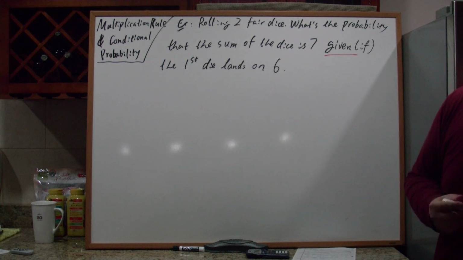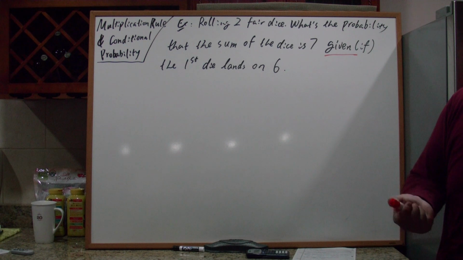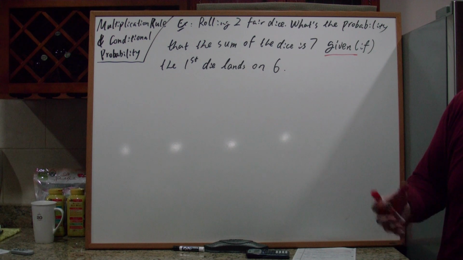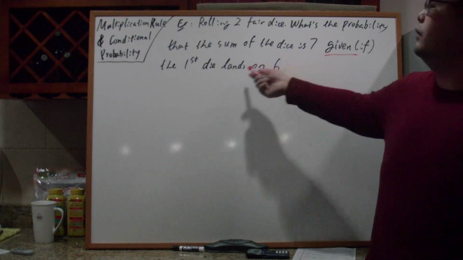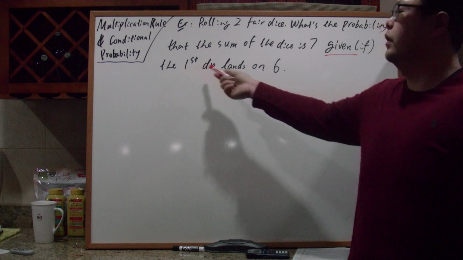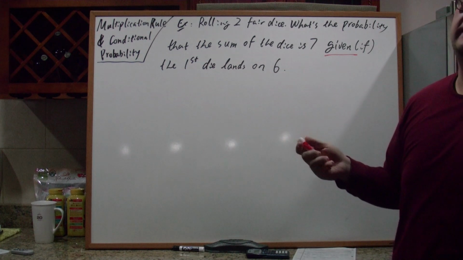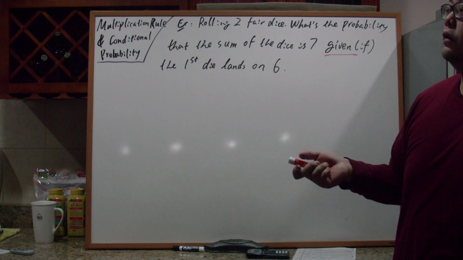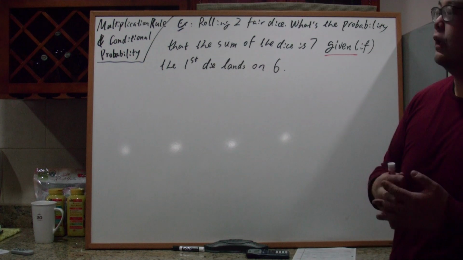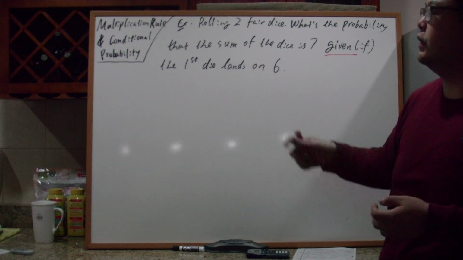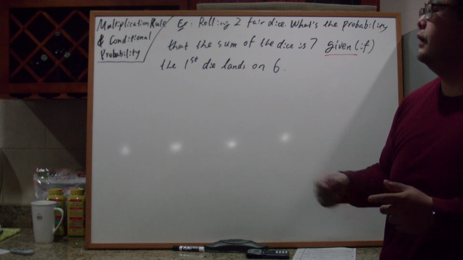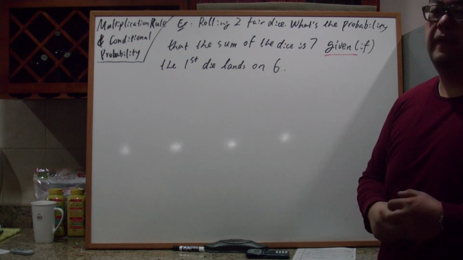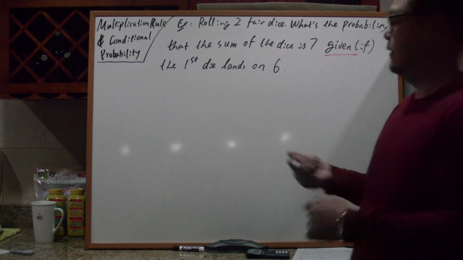Right, that given part means, like we have seen before, instead of focusing on the whole 36 outcomes of rolling 2 dice, what we already know is that the first die is landing on 6. So instead of focusing on the 36 whole outcomes, we're just focusing on a new sample space where the first die lands on 6.